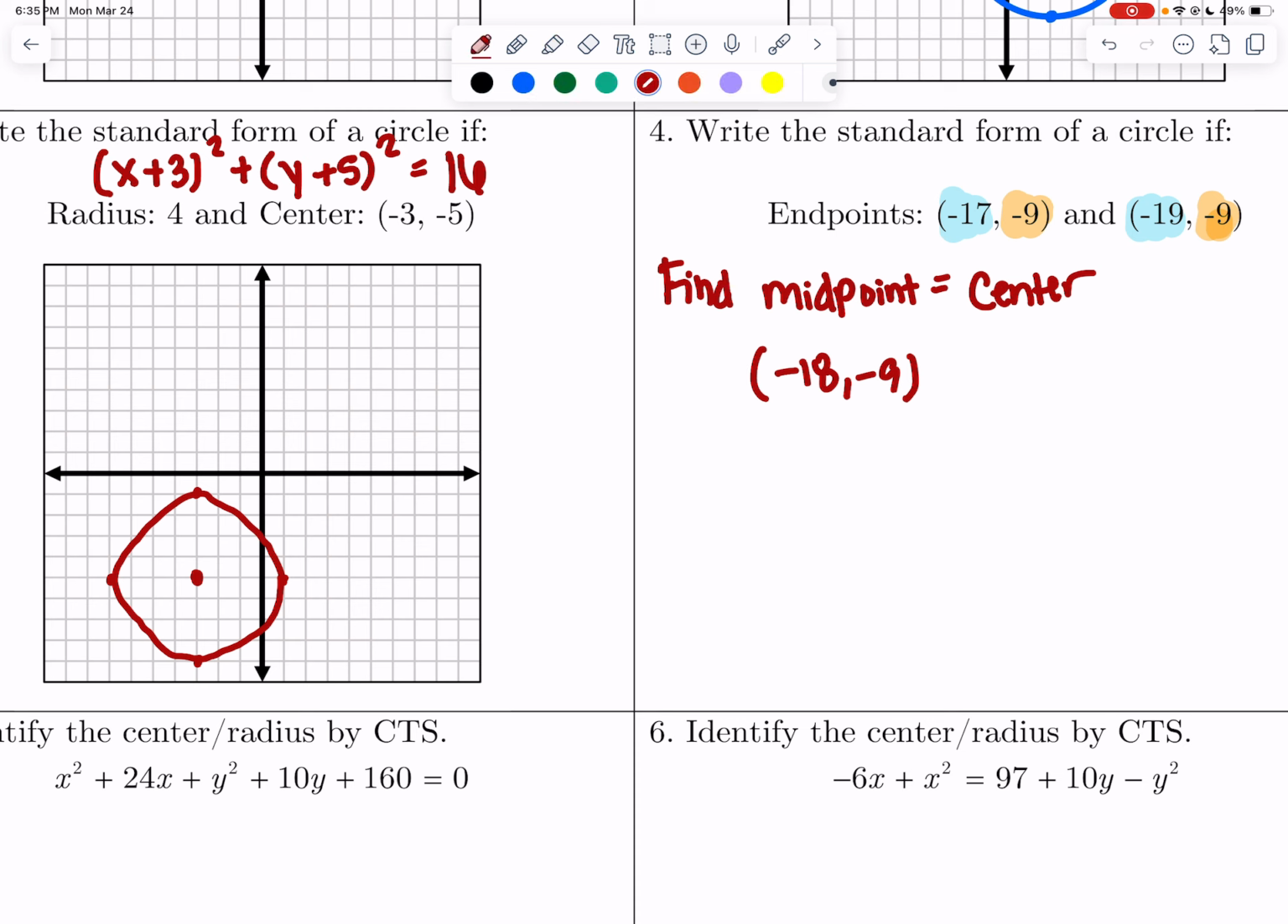Now, we found my center. Well, to find my radius right here, what I need to do is figure out my distance from the endpoint to my center. Notice here I have -17 to -18, and then -18 to -19. So here, my radius is just going to be 1. If I combine everything together, I'm going to get (x + 18)² + (y - 9)² = 1².